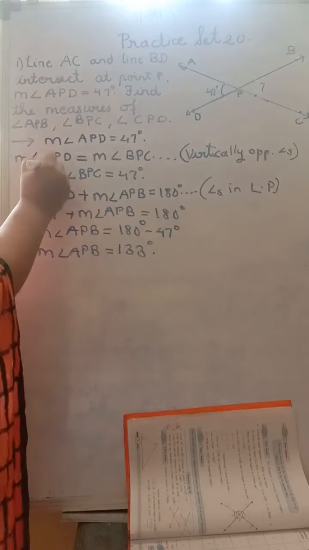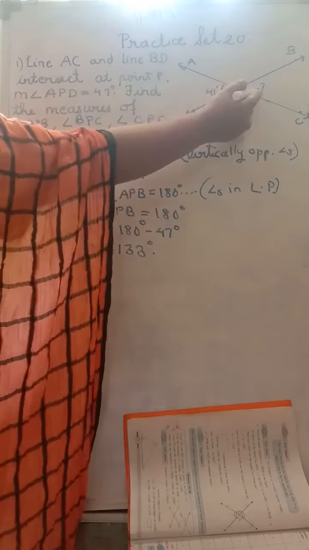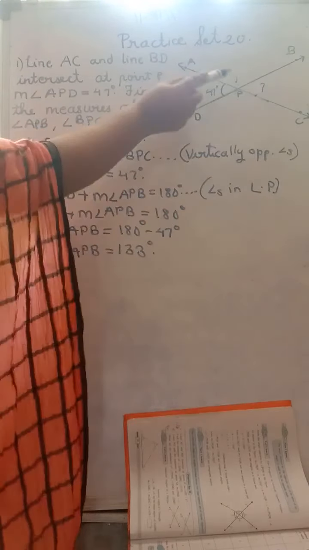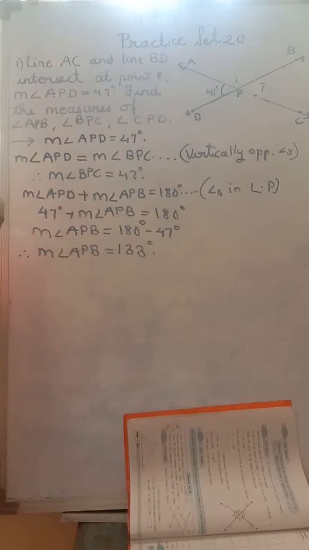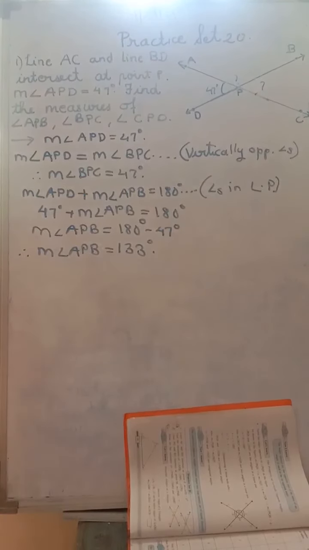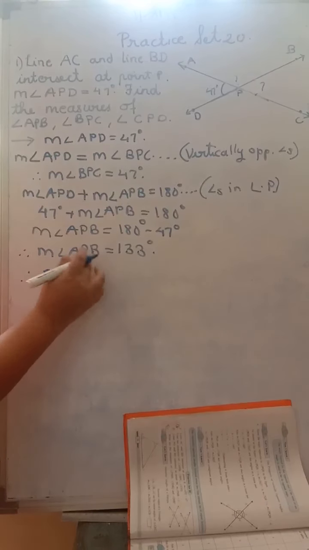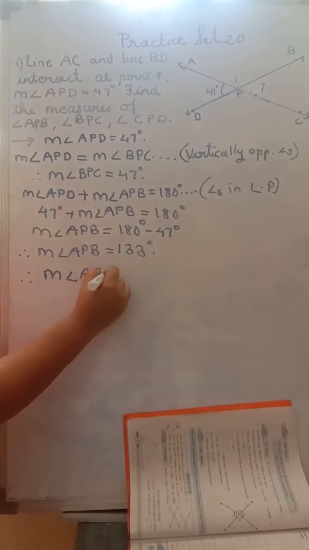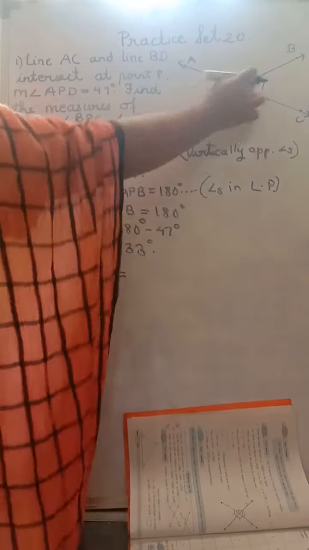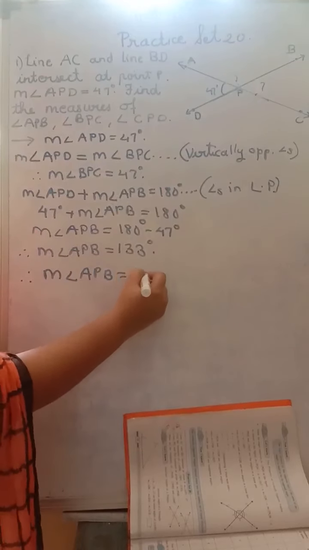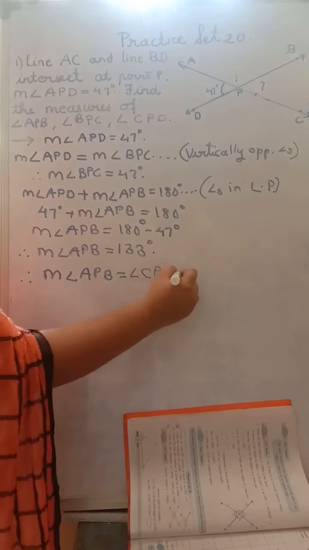So, two angles did we get? This one and this one. Yeah. So, now are these two vertically opposite angles? Means will they be equal? Yes. So, what we can write? Therefore, measure angle APB is equals to what? Measure angle CPD. What is the reason?